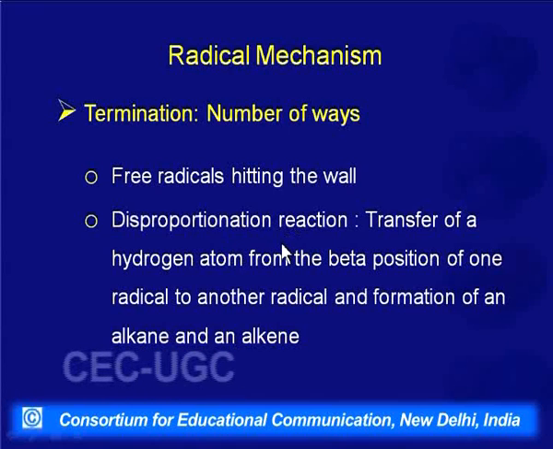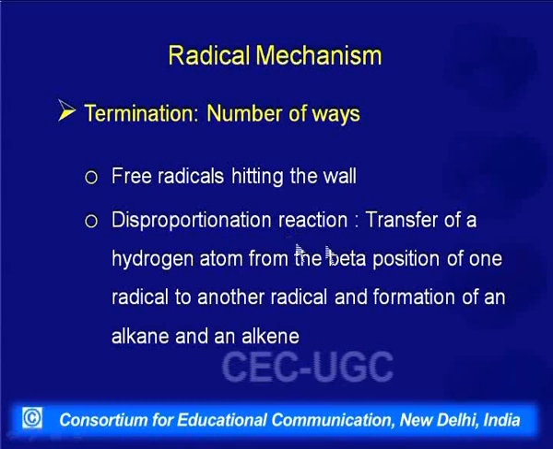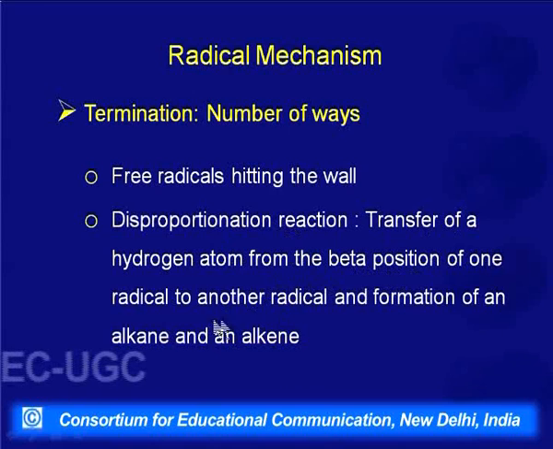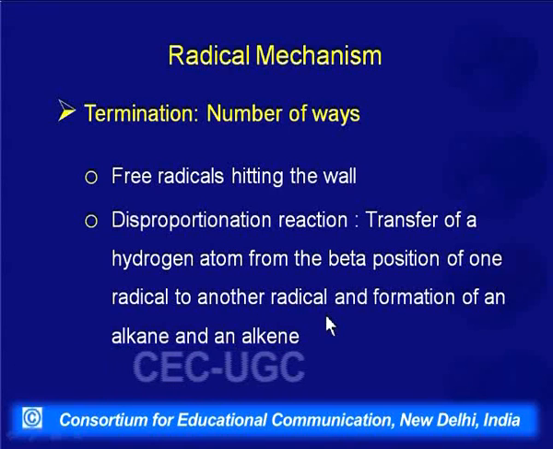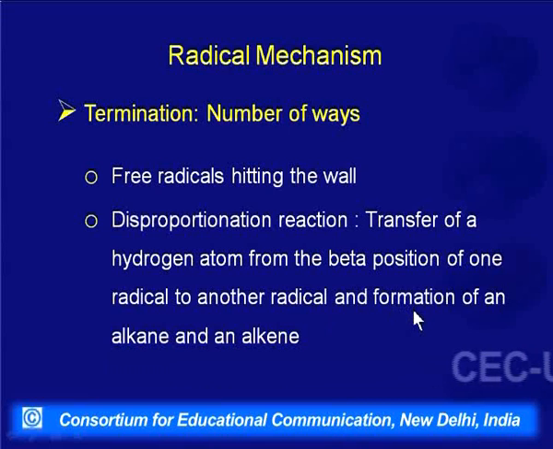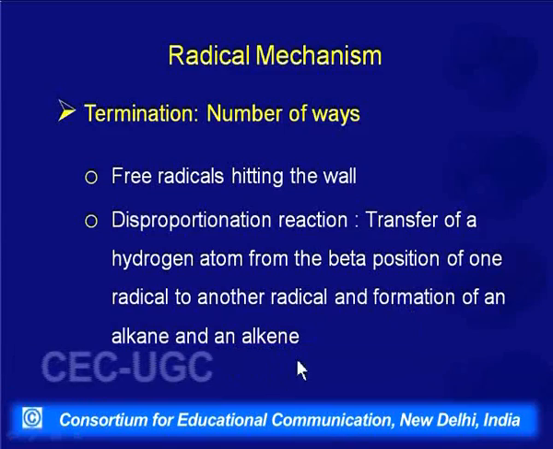Another is the disproportionation reaction, wherein transfer of a hydrogen atom from the beta position of one radical to another radical takes place, and this leads to the formation of disproportionated products, that is one alkane and another alkene. Let us see how.